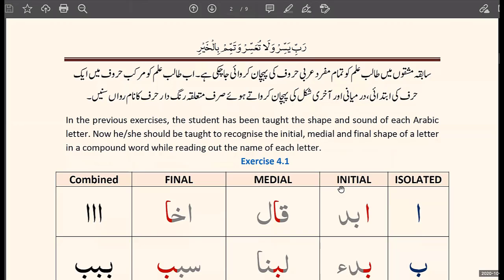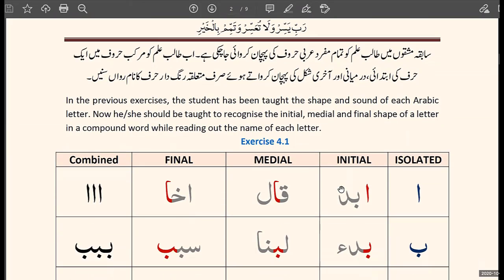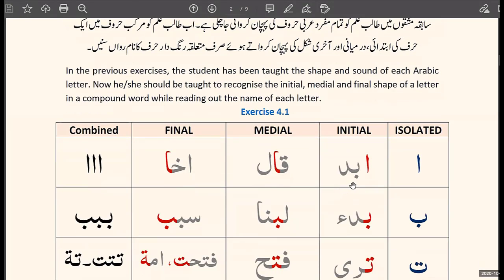So this is exercise 4.1, lesson 4, and this is the first exercise. Now in independent and isolated form, look on the right side, right first row, alif. So it is called alif. And if you could give mic to another person so we can start interaction and interactive reading, please.